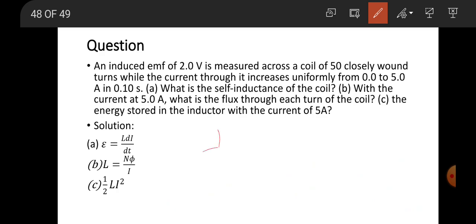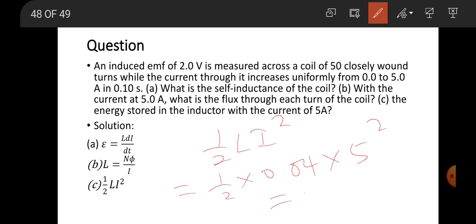Okay, so the C part says the energy stored in the inductor. We know that energy stored is half Li squared. So that will be half times the L, which is 0.04, then the current is 5, so 5 squared. By the time we multiply half times 0.04 times 25, that will give us 0.5. So the energy stored here is 0.5 joules.